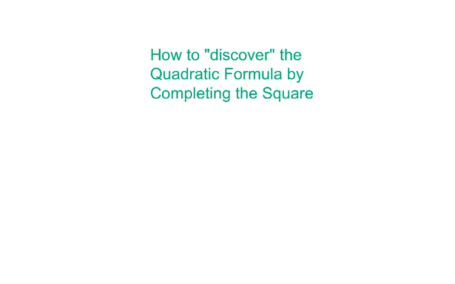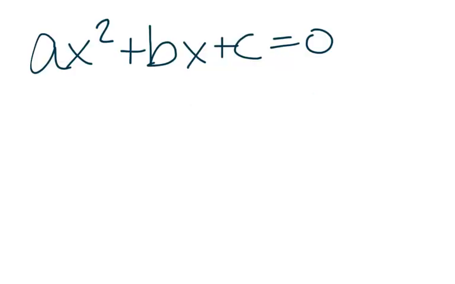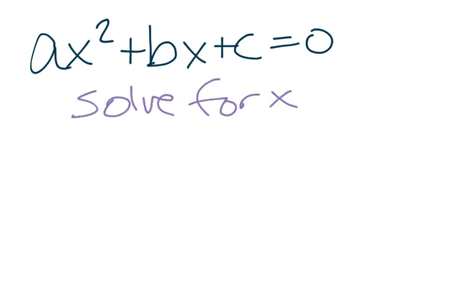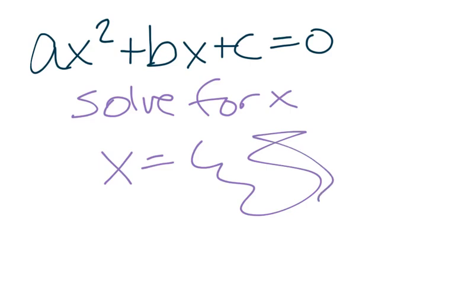This is how to discover the quadratic formula by completing the square. The standard form of a quadratic equation is ax squared plus bx plus c. So what we're going to do is solve for x, and we're going to use completing the square to do it. So our answer is going to be x equals something in terms of a, b, and c over here.